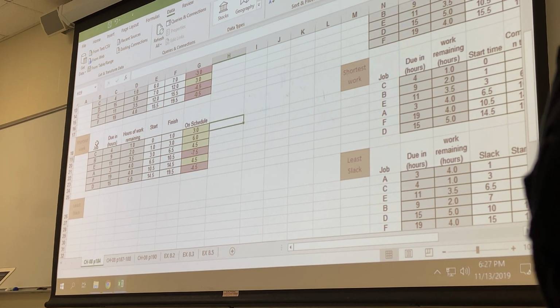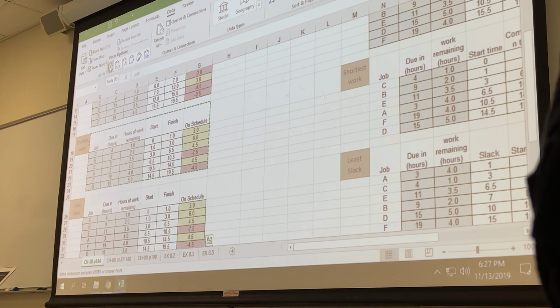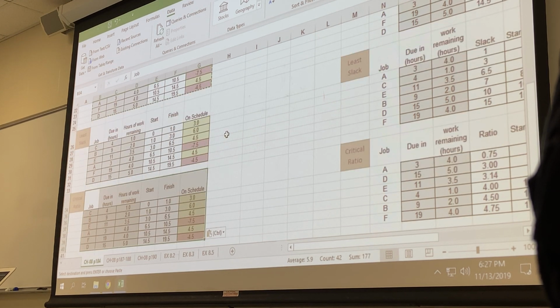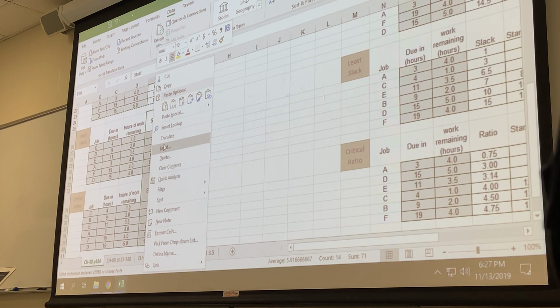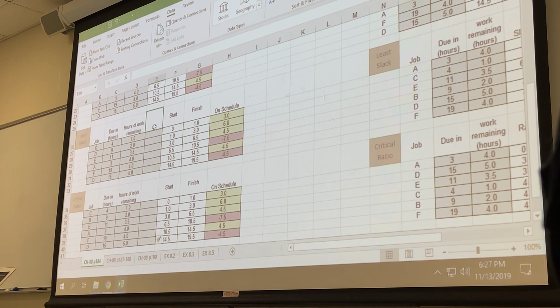Now, least amount of slack. Well, I've got to add a column here, but I can still copy all of that stuff. Paste it down here. And matter of fact, go ahead and paste it here too. Now then, I want least amount of slack. I'm going to have to add a slack, so I'm going to go ahead and just insert a column for slack. Insert to the right. And I'm going to put a slack in here.